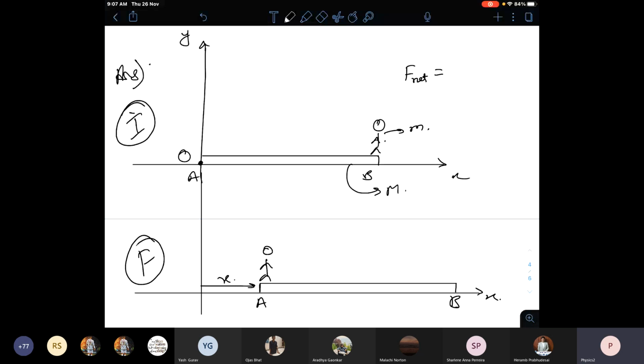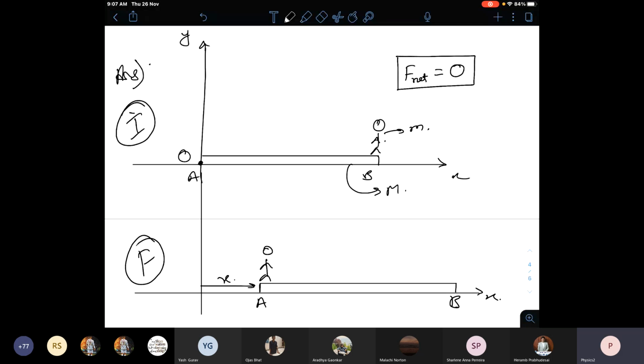Okay. See here, the net force on the system is initially zero. Why? You must be thinking, sir, that if the man is moving, there must be some friction on it. That is why he is moving. Now see, I am talking about the system. I am not talking about the individual man or the individual plank. I am talking about the man plus plank system, the complete system.